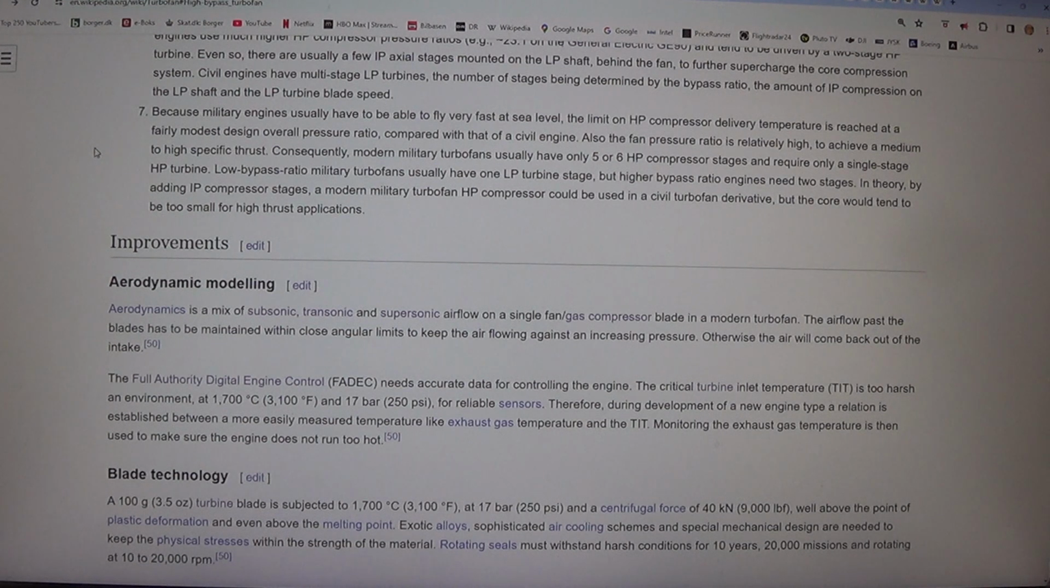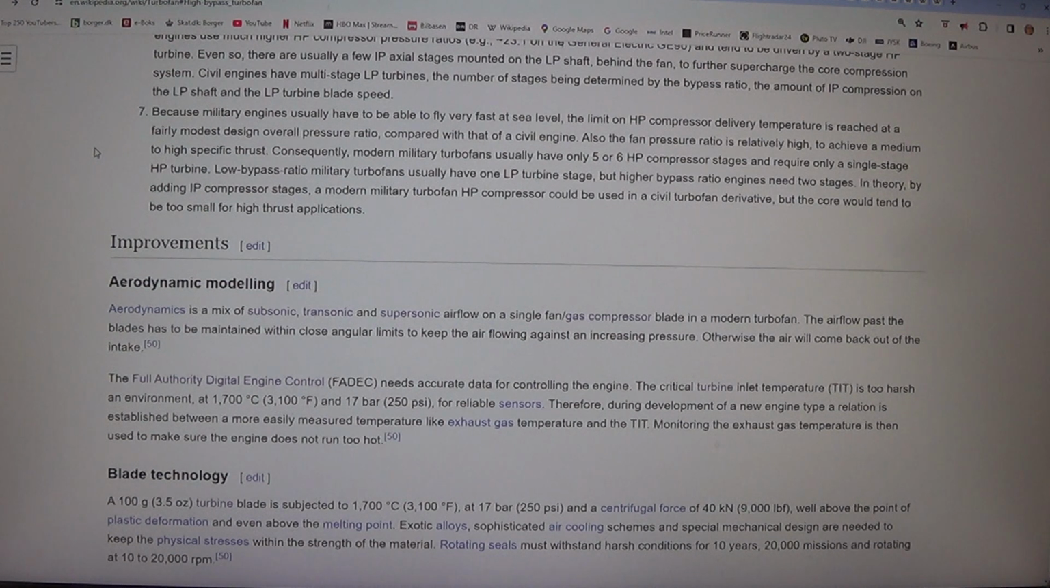In theory, by adding IP compressor stages, a modern military turbofan HP compressor could be used in a civil turbofan derivative, but the core would tend to be too small for high thrust applications.